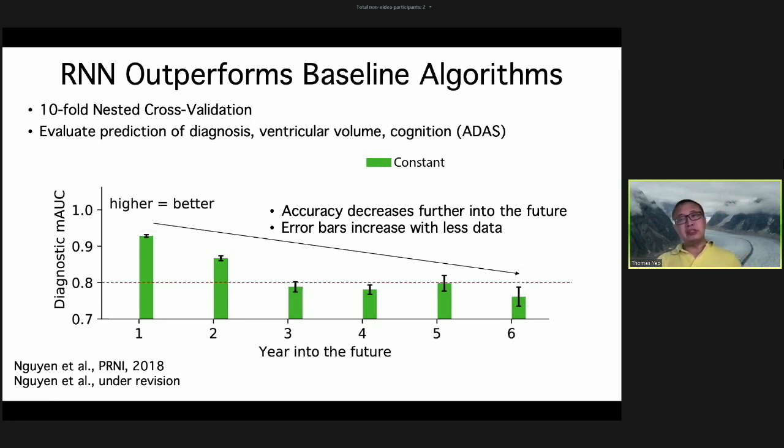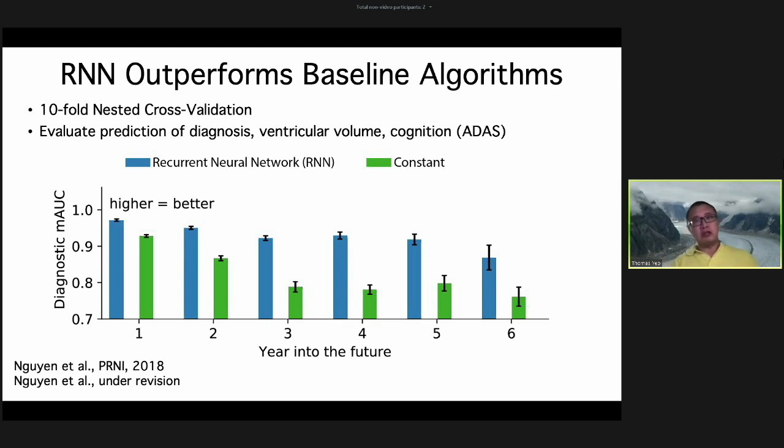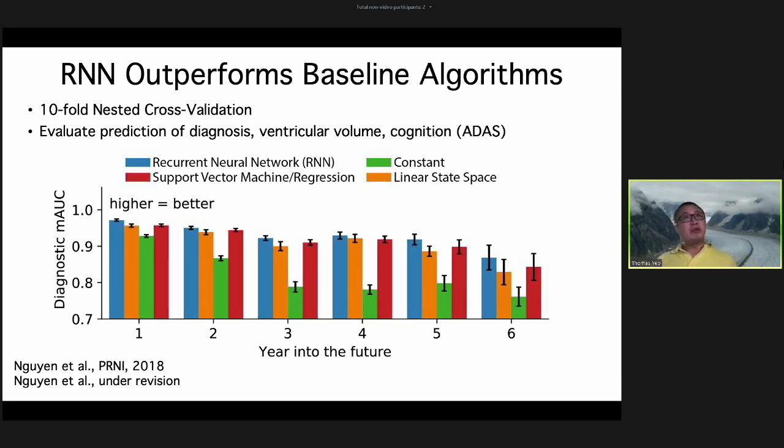An important point to note is that we get about 80% accuracy, even 5 years in the future. So when you read about studies predicting future health outcomes, the accuracies are meaningless without a proper baseline. The blue bars are our approach. We see that the blue bars are higher than the green bars, so our recurrent neural network performs better than the constant baseline. And 5 years into the future, we can achieve more than 90% accuracy. We also compare with other baseline approaches, and our recurrent neural network still performs the best.